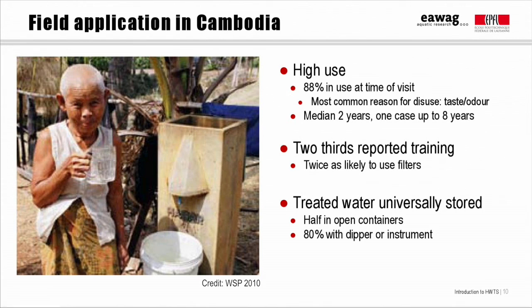One important finding was that the treated water was always stored at the household level. And you can see from this design that you need to collect the water in some kind of storage. However, about half of people were storing it in used open containers like this one. And about 80% of people were taking water from the container using a dipper or other instrument that could introduce contamination.